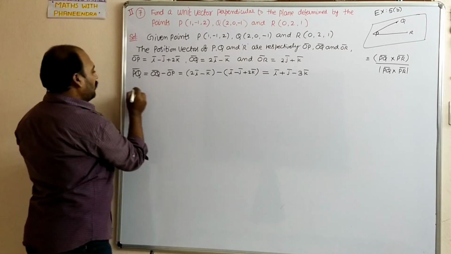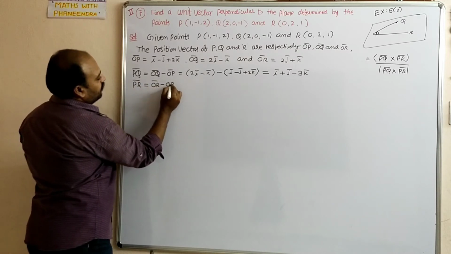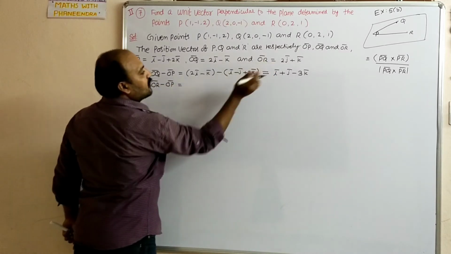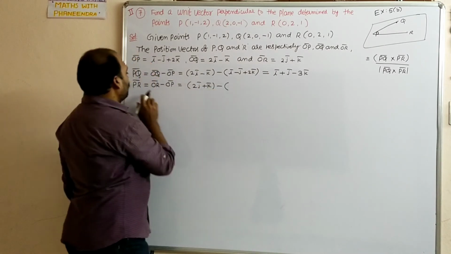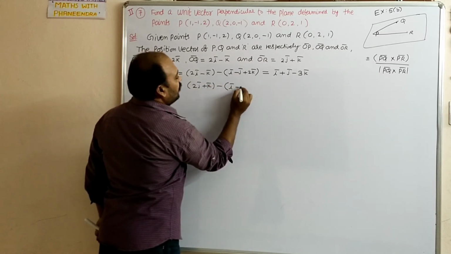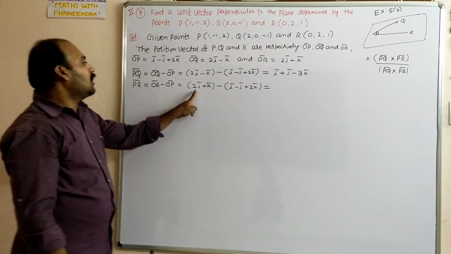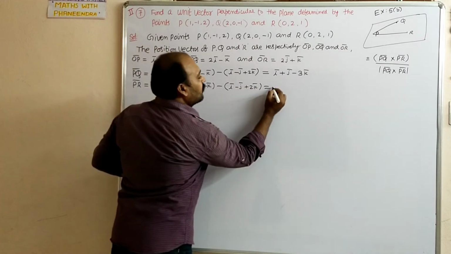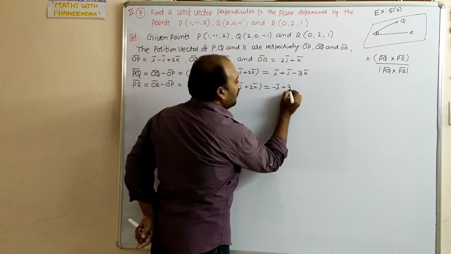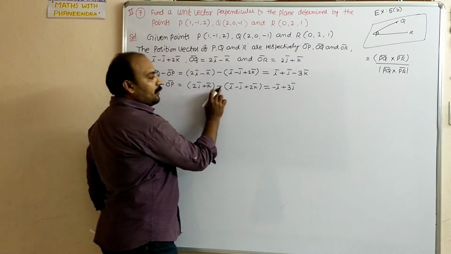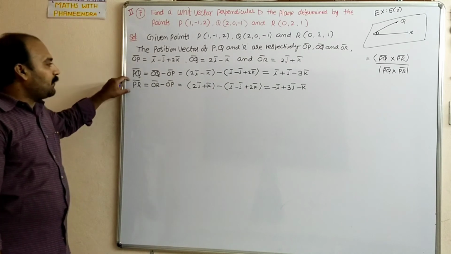Next PR bar. OR minus OP. OR vector means 2j plus k minus OP. OP means i minus j plus 2k, which is equal to, there is no i bar, minus into i, minus i. 2j minus of minus j, 2j plus j, 3j. Next, k minus 2k, minus k. So PQ bar we got it. PR bar we got it.